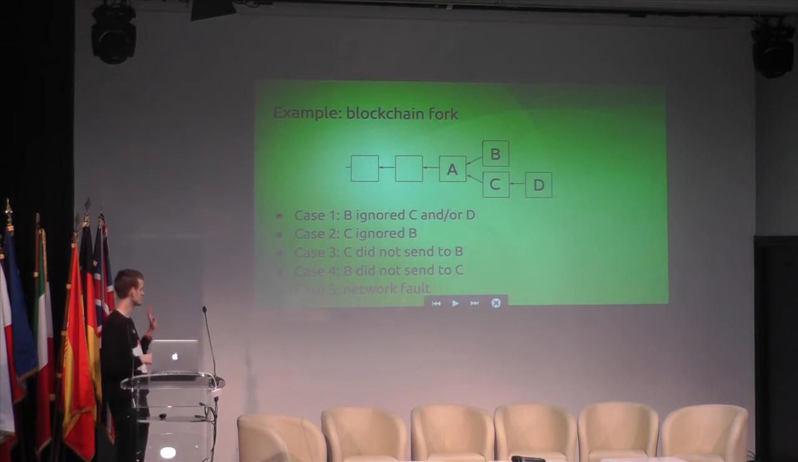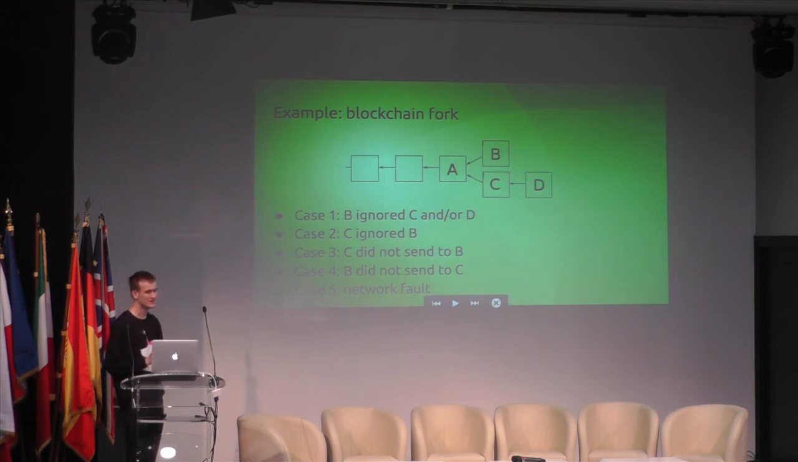There are actually 5 cases. One case is that B ignored C or D. The first case is, you first see block A got created, then block C got created, maybe block D got created. Miner B saw at least block C, maybe even saw blocks C and D, but decided, screw those guys, I'm just going to keep building on A. So that's one example.